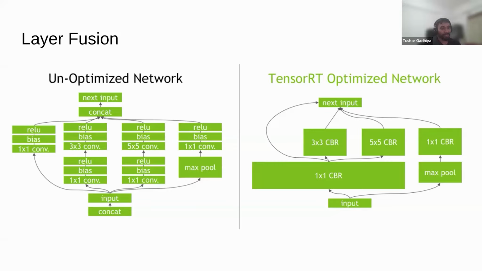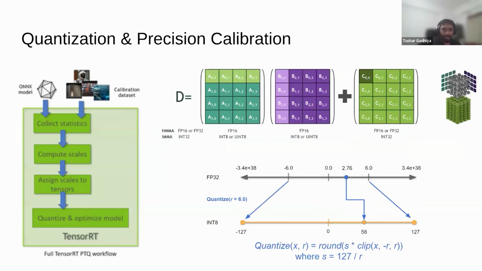You can again fuse them into a single one. So that is called horizontal fusing. The next set of optimization that TensorRT does is called quantization, basically.